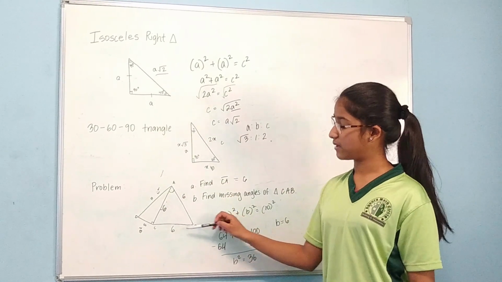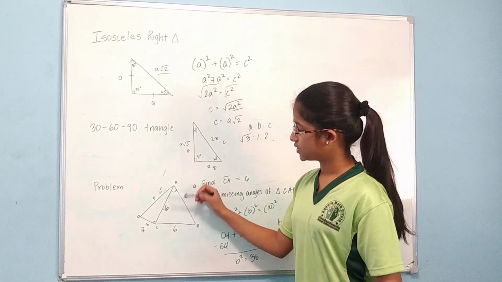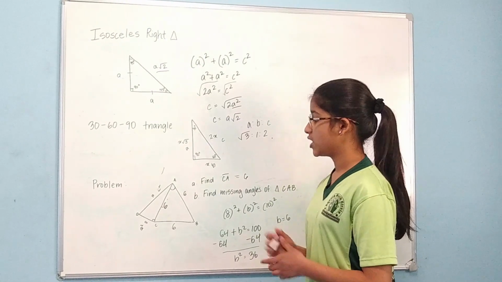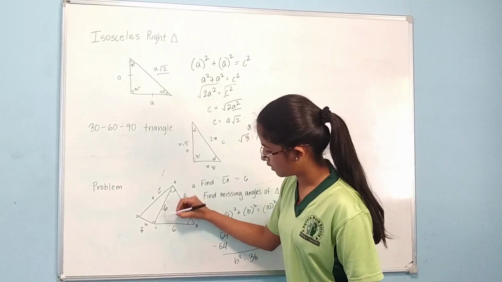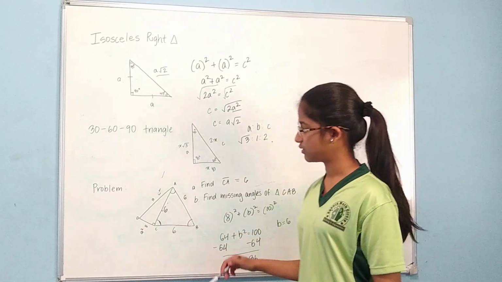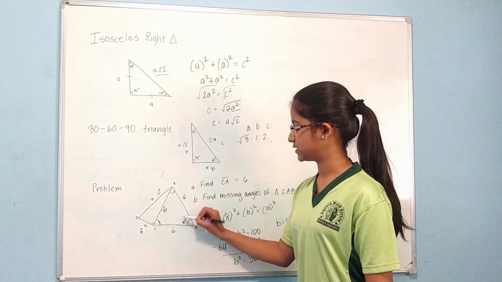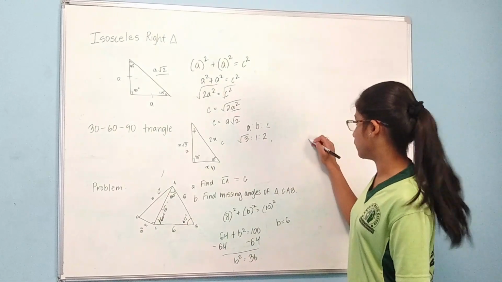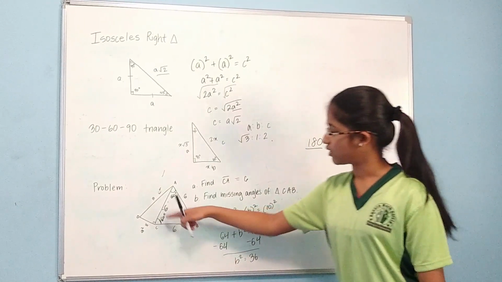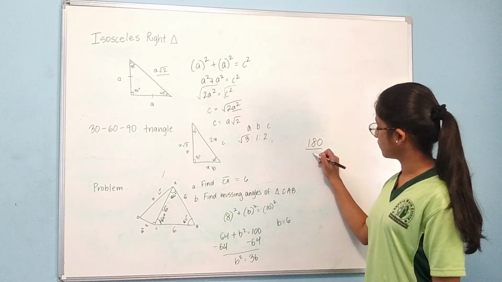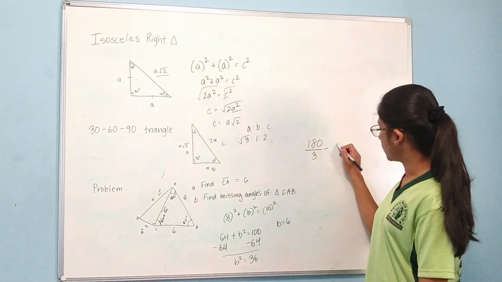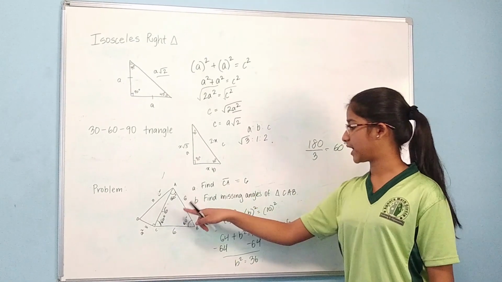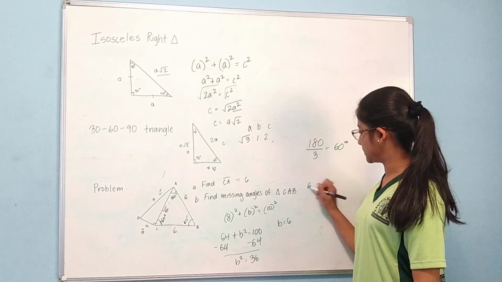Well, AB and BC are also equal to 6. So triangle CAB is an equilateral triangle. So the measure of each of the angles is 60 degrees, because the sum of angles in a triangle is 180, and since there are 3 angles, it would be 60 degrees each. So the measure of each of the angles in triangle CAB is 60 degrees.